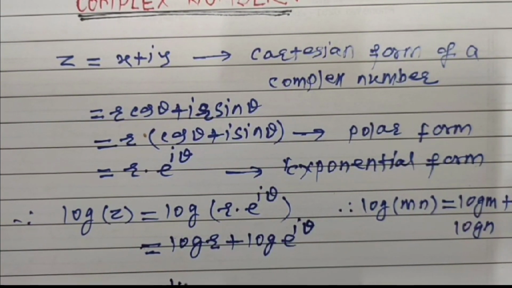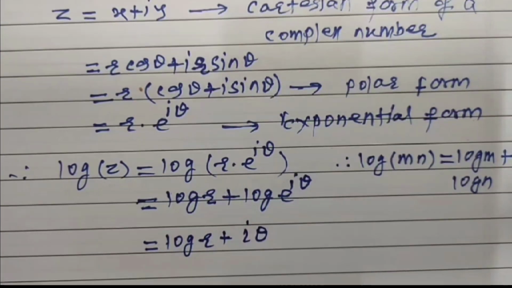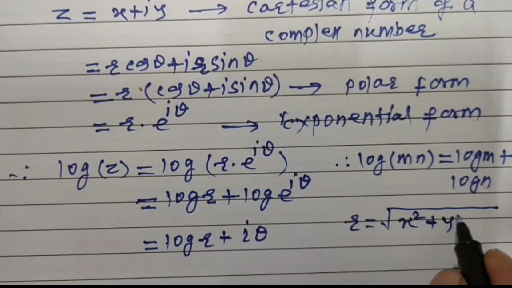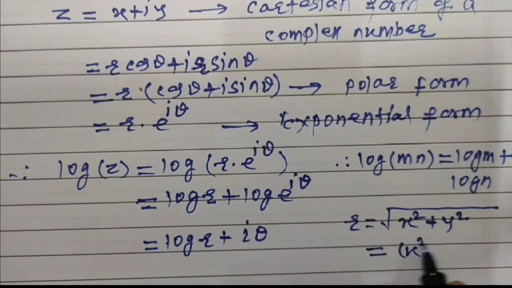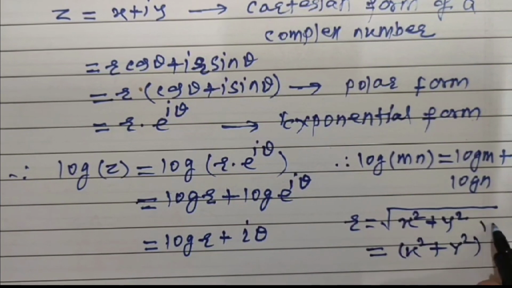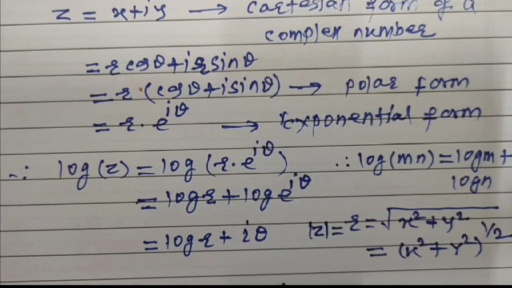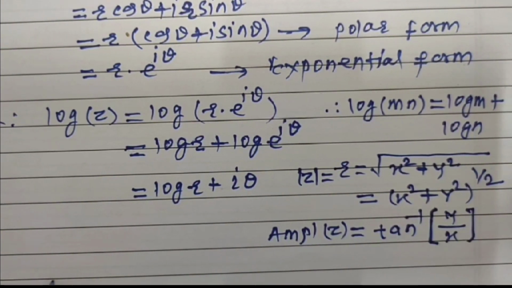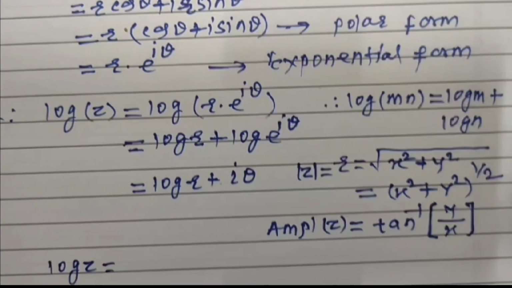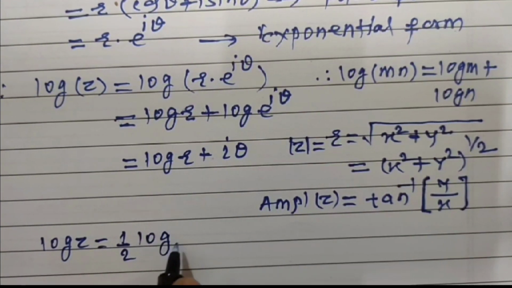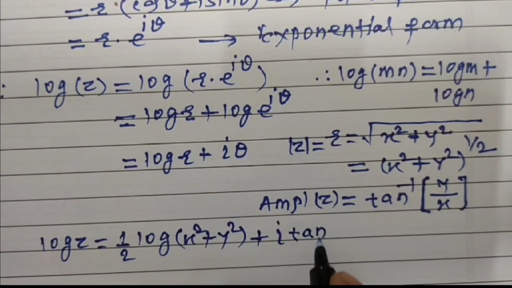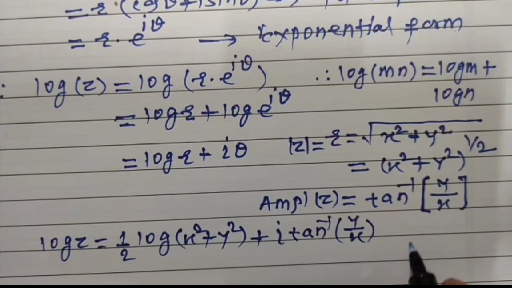This is equal to logarithm of r plus i theta, where r is nothing but square root of real part square plus imaginary part square, or this can be written as x square plus y square to the power half. This is modulus of z, and theta is amplitude of z, which is given by tan inverse of imaginary part divided by real part. So logarithm of z is equal to 1 upon 2 logarithm of x square plus y square plus i into tan inverse y upon x, and this is known as principal logarithmic form.